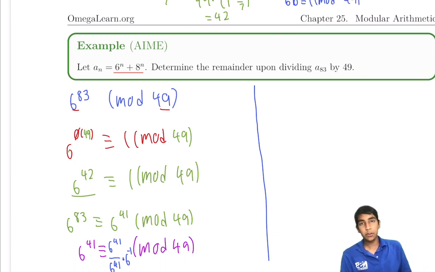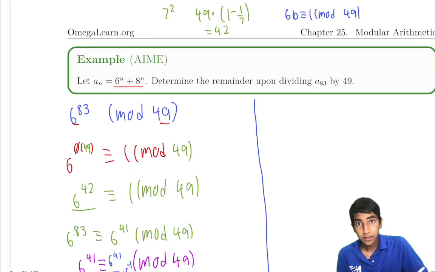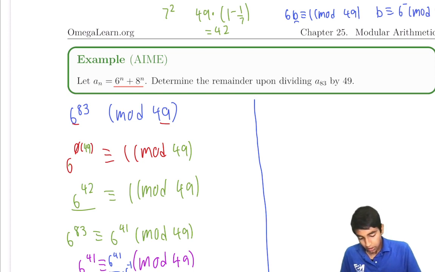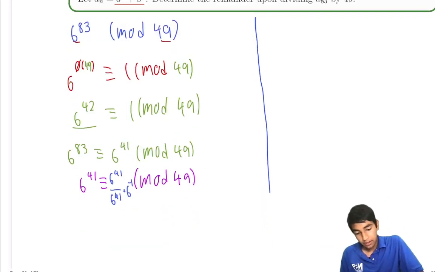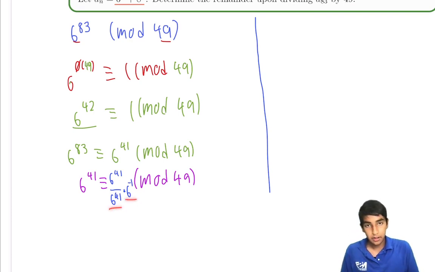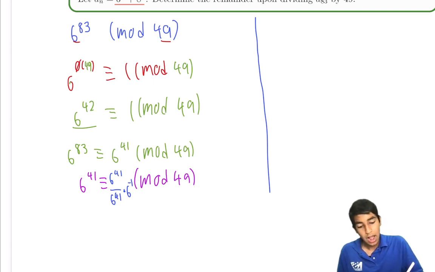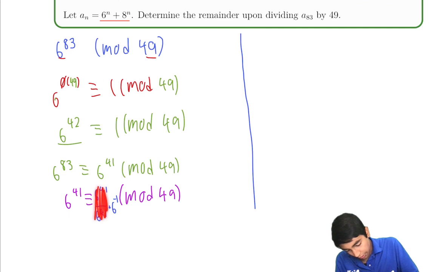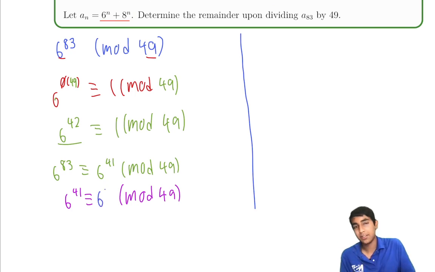So if we can find what that number is, then instead of dividing by 6, we multiply by the inverse of 6 mod 49. Essentially we're dividing out by 41 powers of 6, and then we're multiplying by the modular inverse of 6, because we can't divide by another factor of 6. So we just multiply by a number whose product with 6 equals 1 mod 49. So this just becomes 1, and we're just left with the modular inverse of 6. Let's write that as 6 to the power of negative 1, which is sometimes written in this notation, but it's not 1 over 6, just so you know.